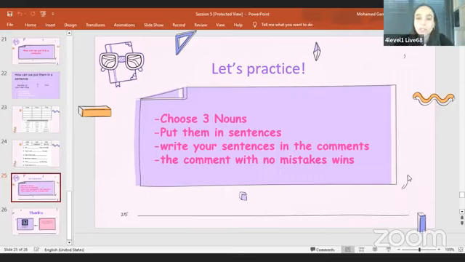Okay, so I will leave this one for you. Do this at home, outside the live. Take your notebook and write 3 sentences, each one with one noun. With the nouns that you learned today, write 3 sentences.